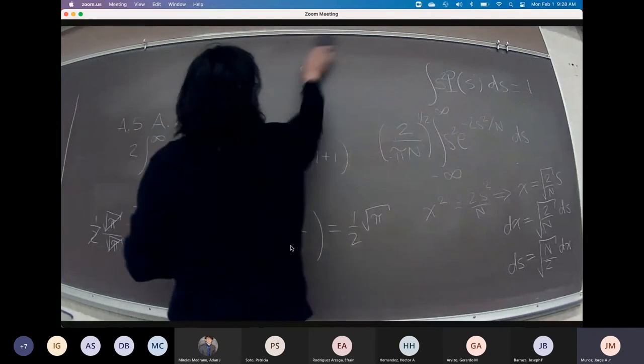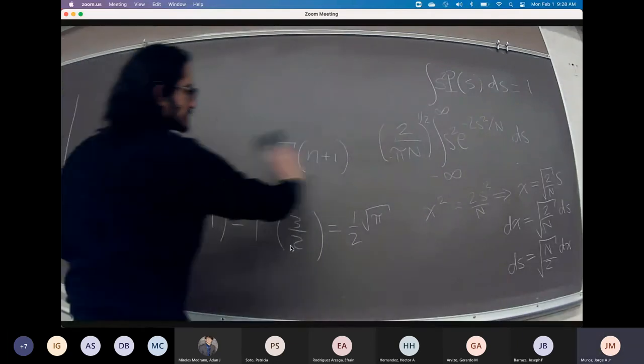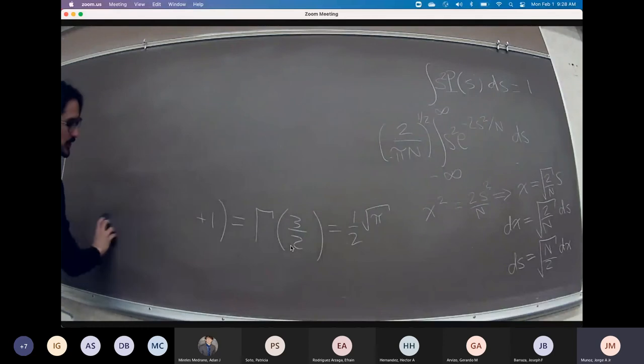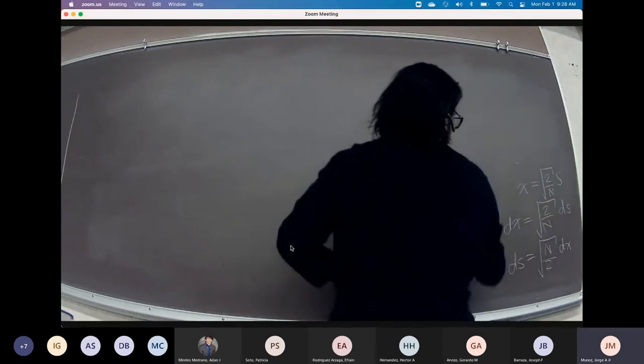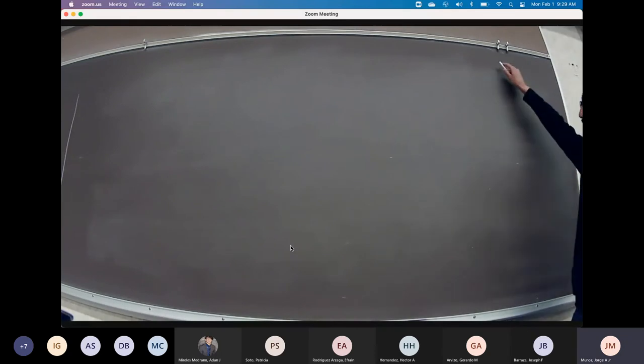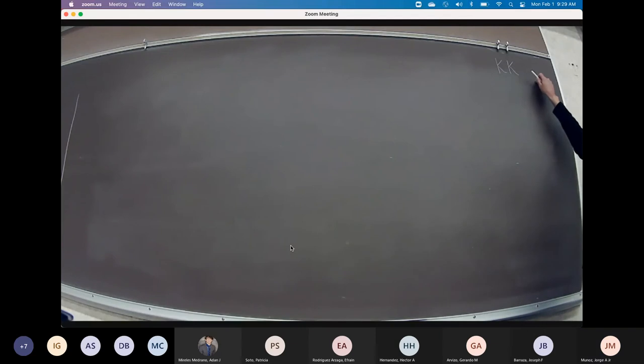So that was the end of chapter one. We're going to start chapter two now. And chapter two is basically a bunch of definitions, but the definitions are pretty important. We're going to be using them all the time. So, chapter two starts on page 29.